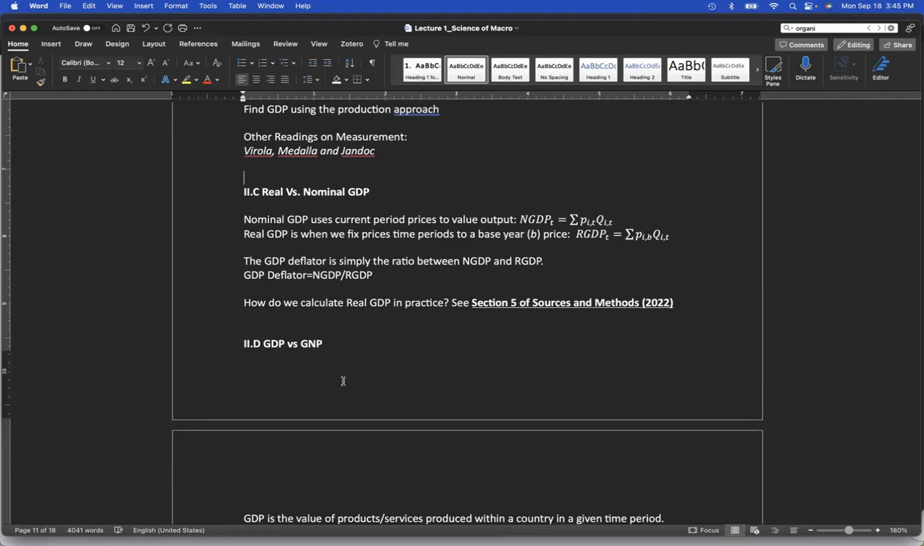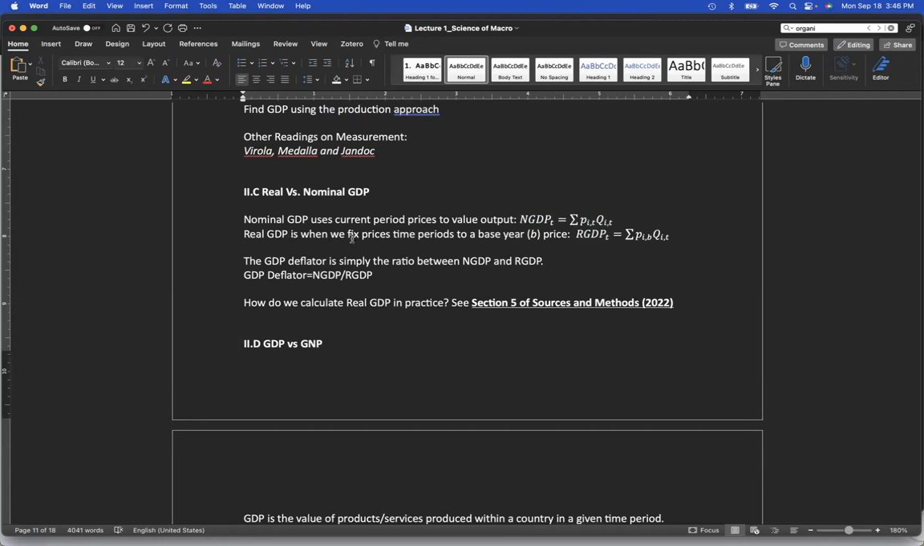Real versus nominal GDP. Nominal GDP uses current period prices to value output. So you can see here, it's the sum of price times quantity. And you could also think about this as the sum of GVAs. But the important thing that we want to focus in on now is how to value the price. This is the current market price that you're valuing it at, and that makes it a nominal GDP.